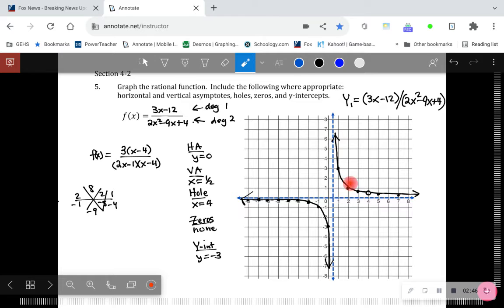and you're going to get this thing going down like this. Now, when you hit 4, you'll see that it blanks out on you. That's what it looks like. There's no y value associated with that. That's a hole that we'll see later.